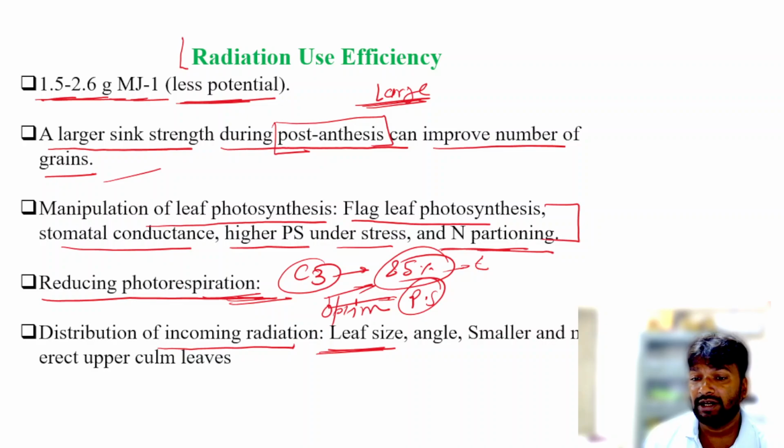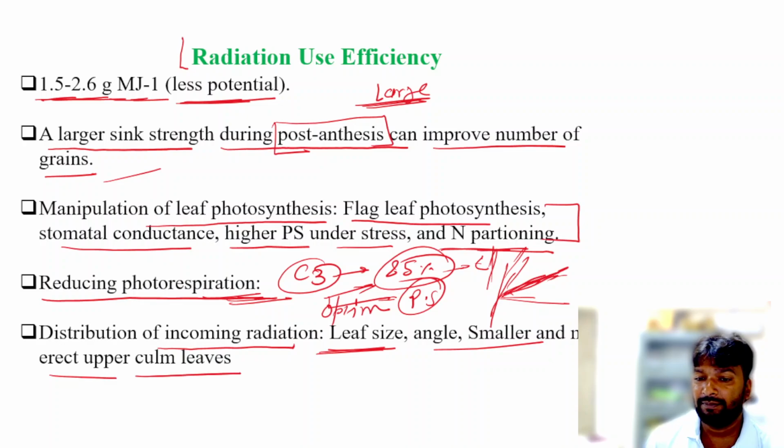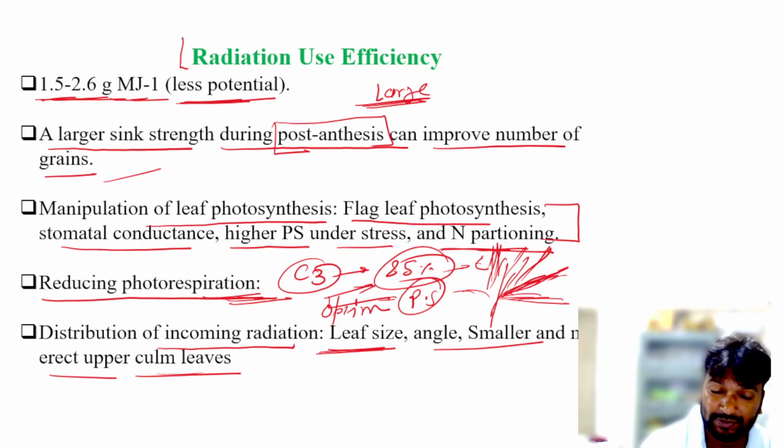Also an acute leaf angle, not erect or not horizontal. This is acute leaf angle. Smaller and more erect upper canopy means upper leaves are more erect and lower leaves are less erect. Okay. So in this way we can improve the radiation use efficiency.